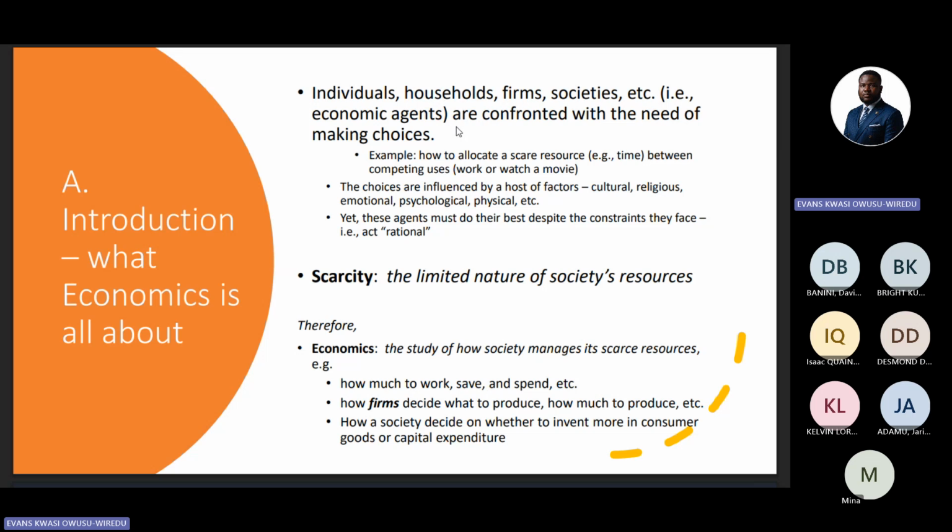You'll see that it moves from just a single person to a household, and then to firms, organizations, and from organizations to societies, right? And then economic agents, and so on and so forth, right? So these are confronted with the need of making choices. So each and every organization, each and every person or individual that belongs to these groups, they are confronted with the need of making choice day in, day out.